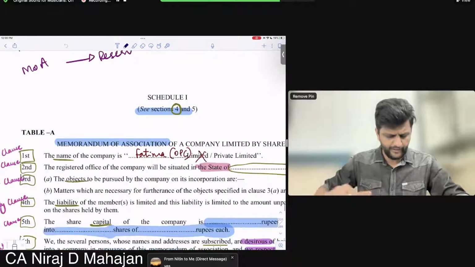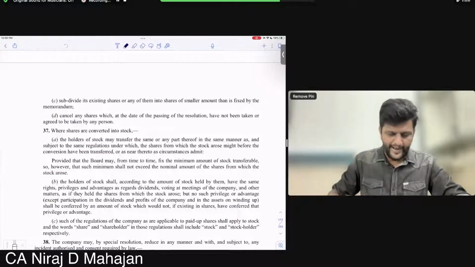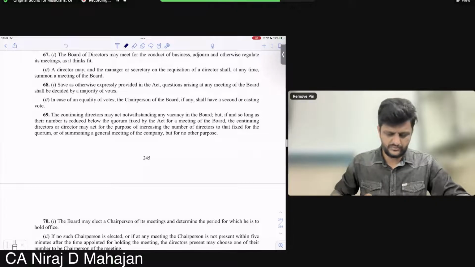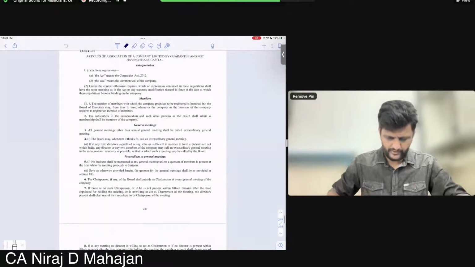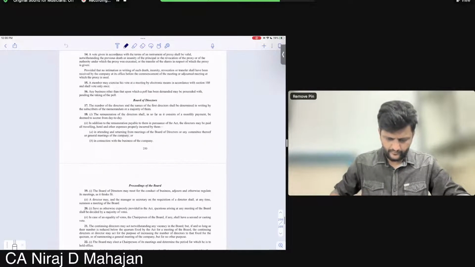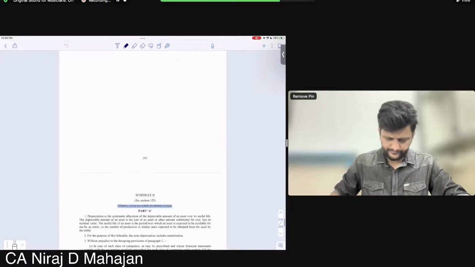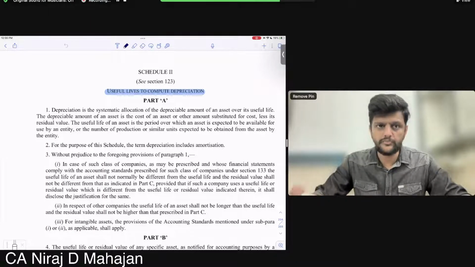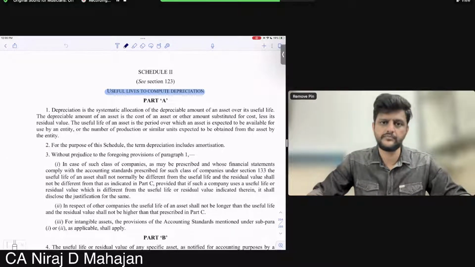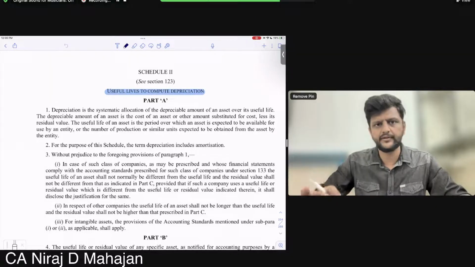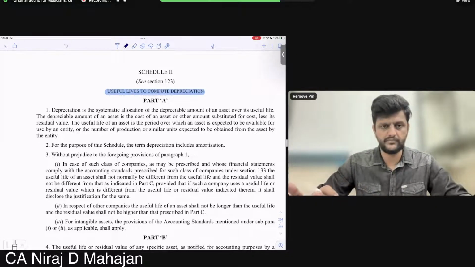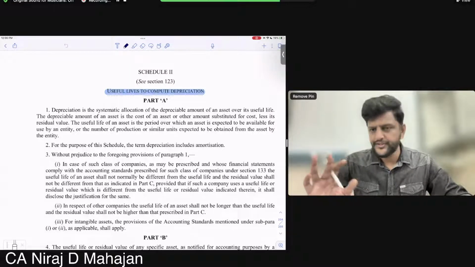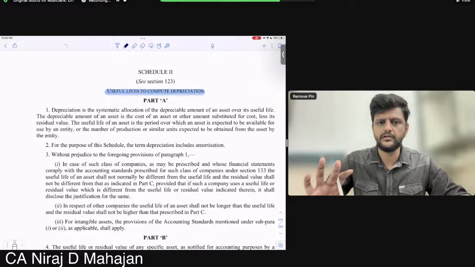So here you have format of MOA. I went into the Bare Act of Companies Act. Schedule 3. How many times I have told you? Correct, no? Companies Act or depreciation on company, where the details are given. Schedule 2 Companies Act. Useful lives to compute depreciation. This Schedule 2 which you are seeing right now is part of Companies Act. Schedule 3 was format of balance sheet and P&L.